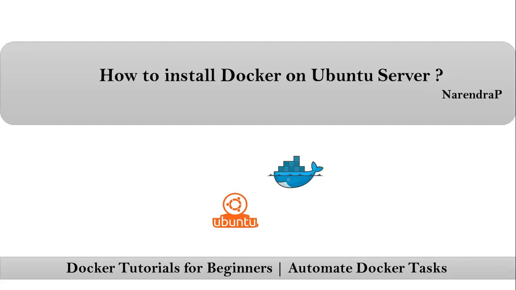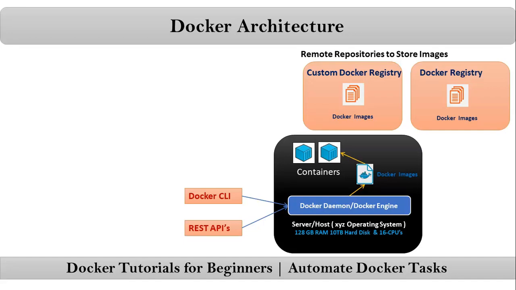Friends, here our concept is how to install Docker on Ubuntu server. So here we are installing Docker on Ubuntu server using Bash shell script. Anyway, before that, if you remember, this is our Docker architecture. So if you observe here, we are installing Docker on top of some host.